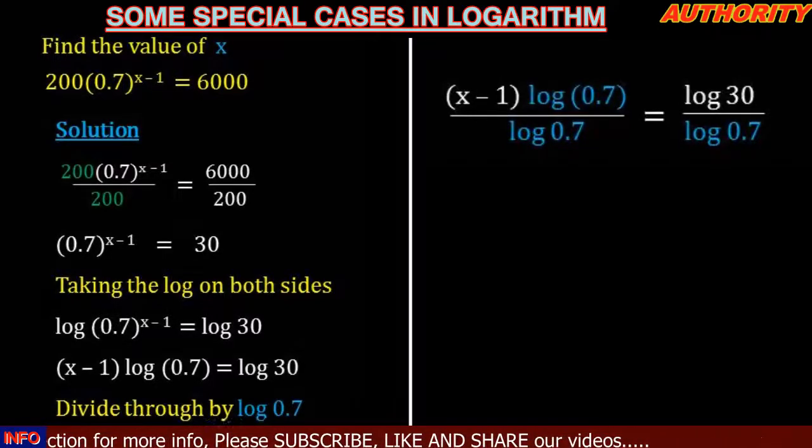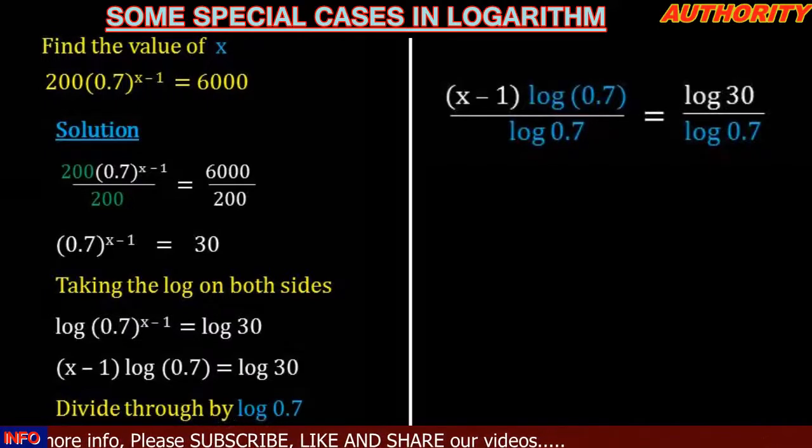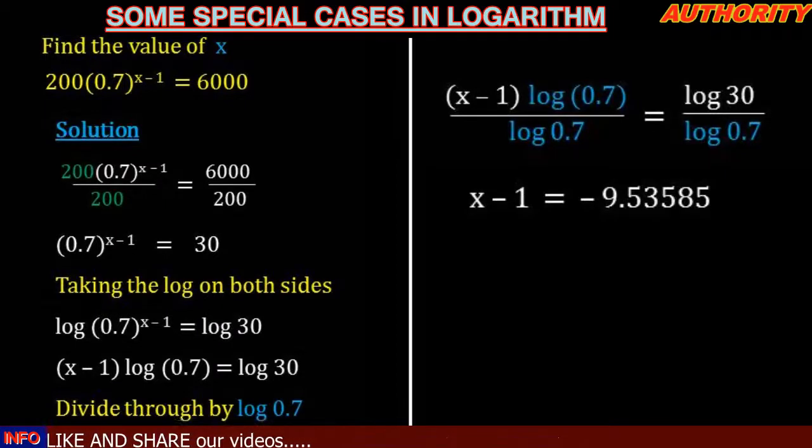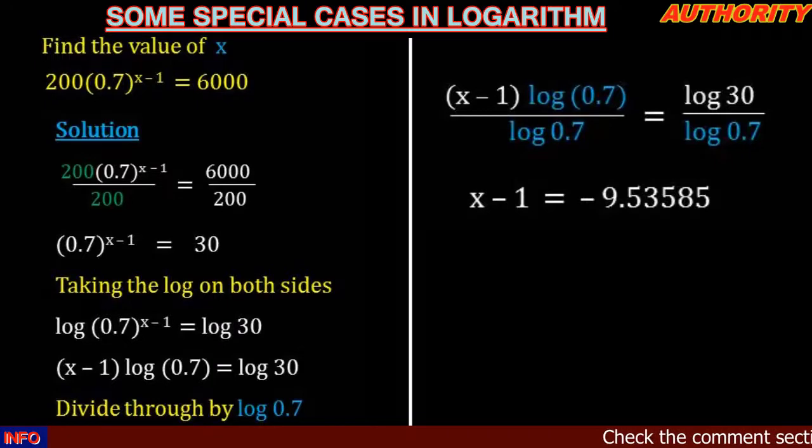So log 0.7 will cancel log 0.7 in the denominator. So we are going to be left with x minus 1 equal to, when we say log 30 divided by log 0.7, it's going to give us minus 9.53585 approximately. Okay, good.